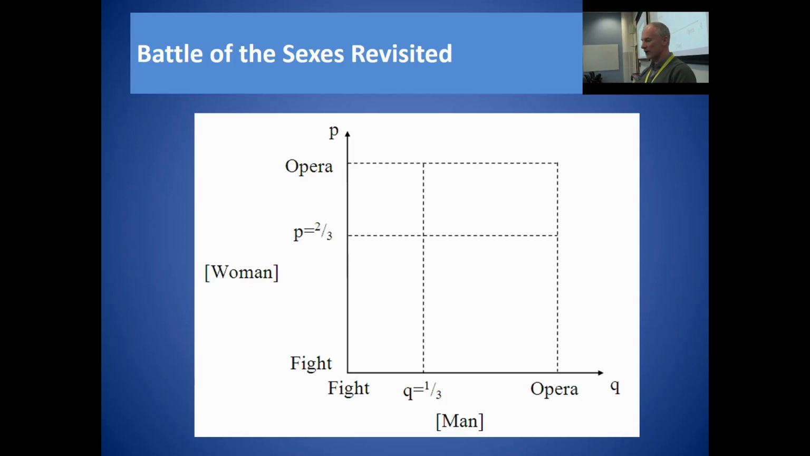What I've put here is probability P on the vertical axis. Now what is P? If you go back to the way that we set this game up, P was the probability that the woman went to the opera. So there you go. This is the woman on the vertical axis. Q, we set it up as Q being the probability that the man goes to the opera. So there you go. We've got the man on that axis there.